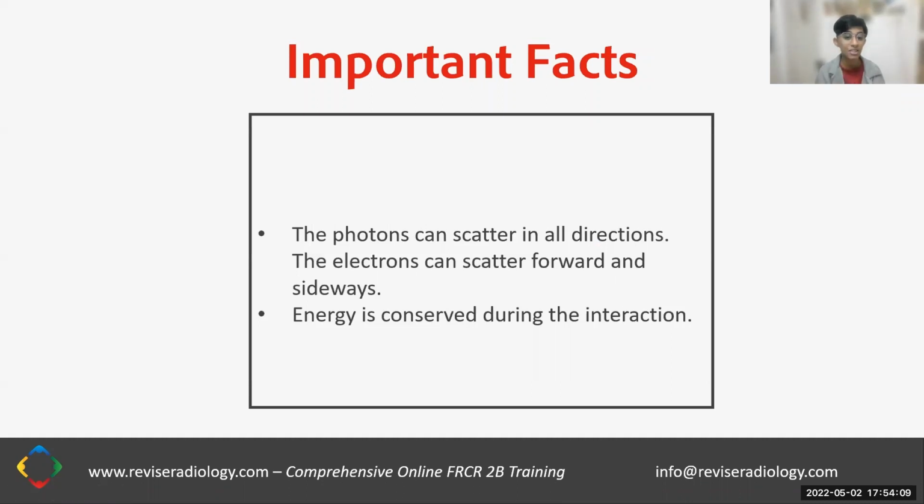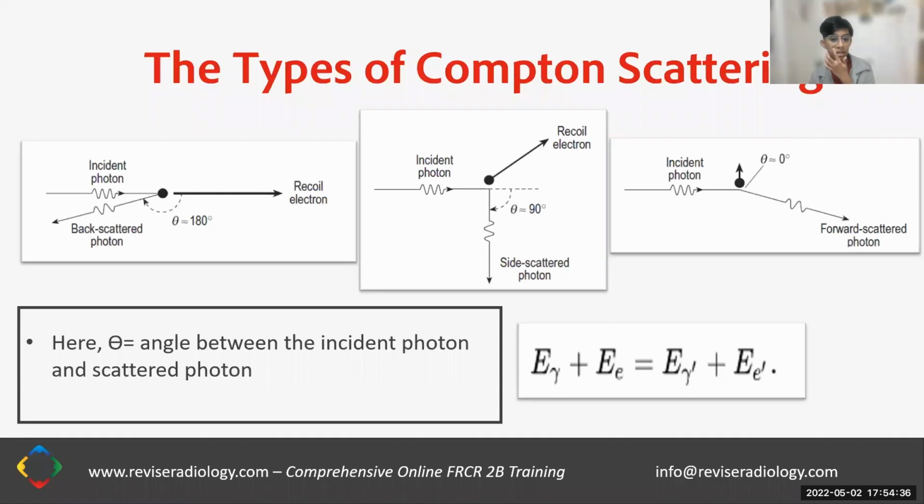The photons can scatter in all directions. The electrons scatter in a certain way, and energy is conserved during the interaction. This means that the photon comes in with a certain amount of energy, the electron has a certain amount of energy in the beginning, and if you add those two up and it gives you a number like, say, 100, even after the Compton scattering takes place, the amount of energy you have at the end is still the same number.